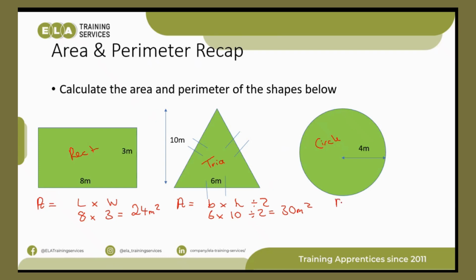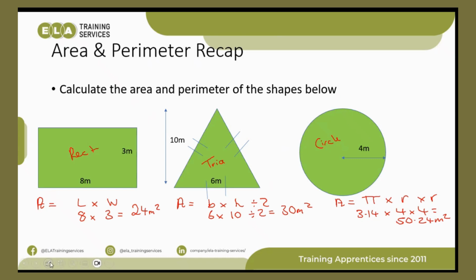And then finally our circle. We have got our area. Always our formula first, pi times radius squared, 3.14 times 4 times 4, so inevitably 3.14 times 16, which gives us 50.24 metres squared.